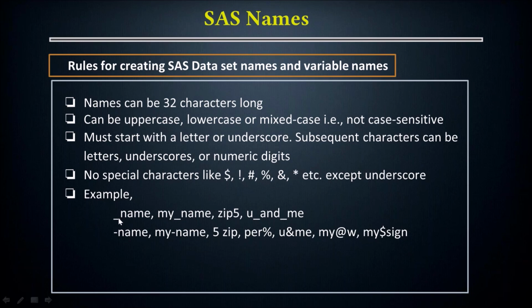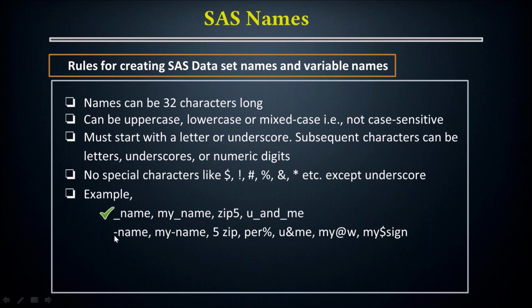If you take an example, all these are valid SAS names, right? Here it is starting with an underscore. So if a particular name satisfies all these 4 points, then it is valid. Here also, only underscore is there, it starts with a letter, and there are no other special characters. And it falls below 32 characters. This is also a valid one. All these are examples of valid SAS names.